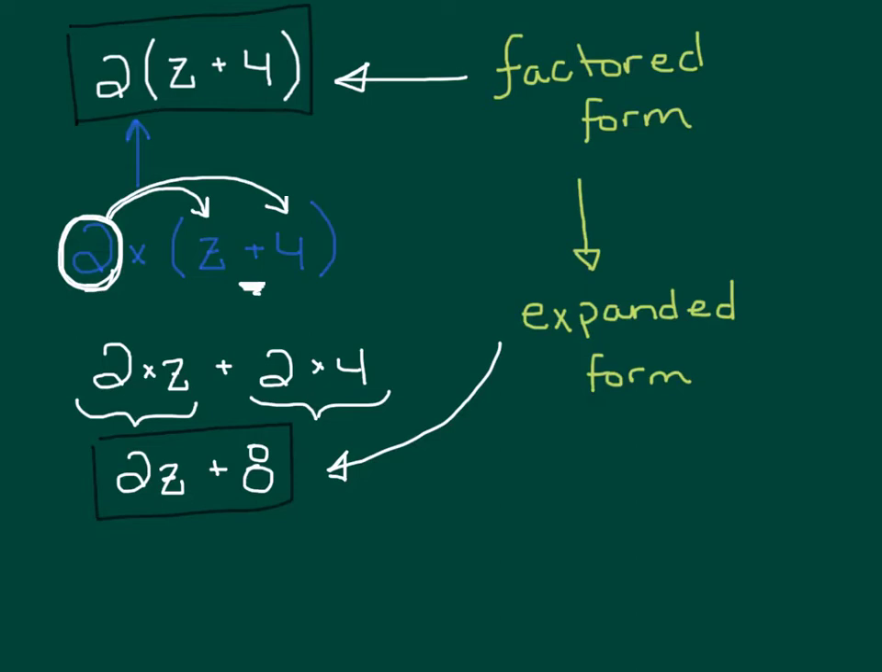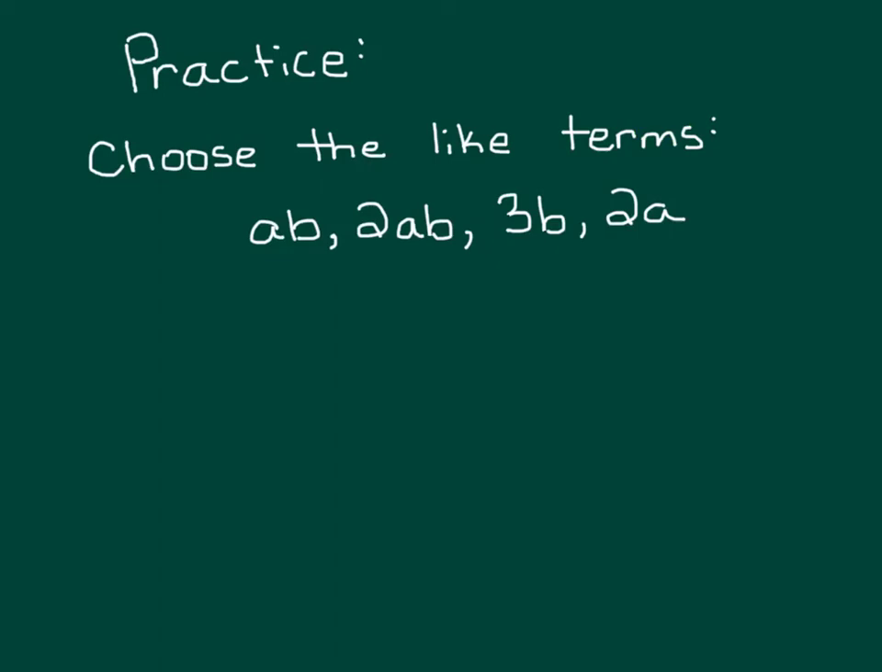Now let's do some examples that you try on your own. Here's your first practice problem. You're being asked to choose the like terms. Again, your terms are AB, 2AB, 3B, and 2A. Try it now. So pause the video, and when you're done, hit play.